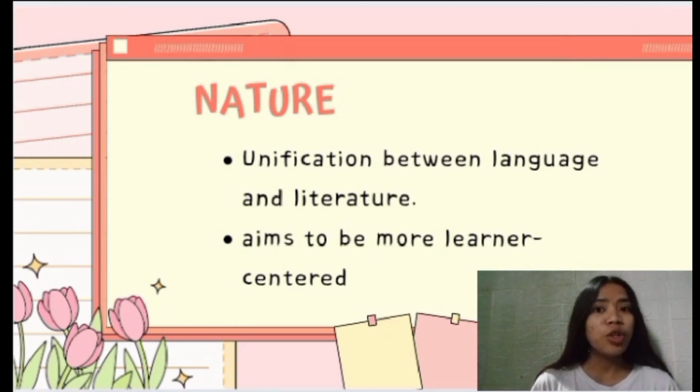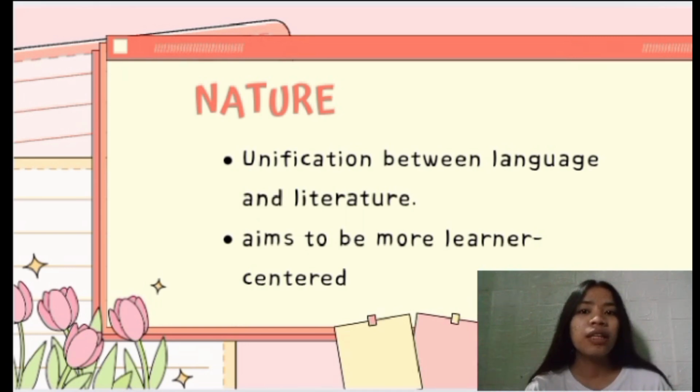Meaning, in language model, we are using literature as our tool to learn language, to teach English language, because as we all know, in literature there are words that have a connotative meaning or the emotional meaning, other than the facade meaning or the literal meaning of the words.